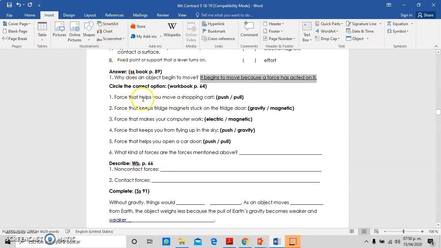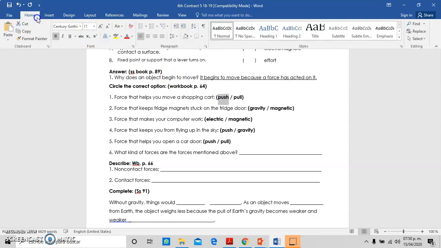Number 1, force that helps you move a shopping cart. When you go with your parents to Walmart and you have this cart, what is the force that you apply to the cart? Of course, it's push. Remember, I am going to underline, and I am going to put the word in red, but you are supposed to circle the answer. Number 2, force that keeps fridge magnets stuck on the fridge door. That was easy. The magnetic force.